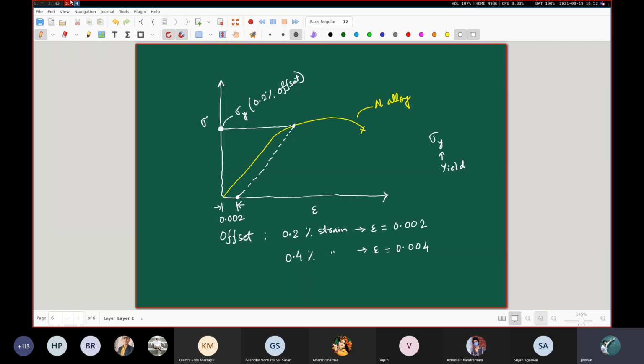Only after a sufficient number of experiments have been done and people are absolutely sure that there is a certain observable deviation from this linear behavior, do they take this kind of a value, so that when you draw this kind of a parallel line, you will actually end up in this non-linear region. So things are not just arbitrary. You cannot choose an offset value without first having done a sufficient number of experiments and getting some experience with the material.